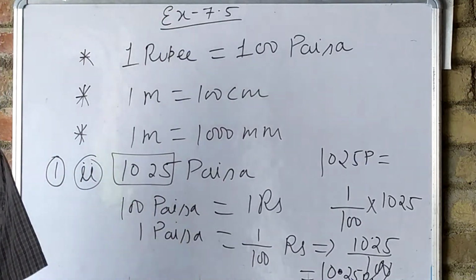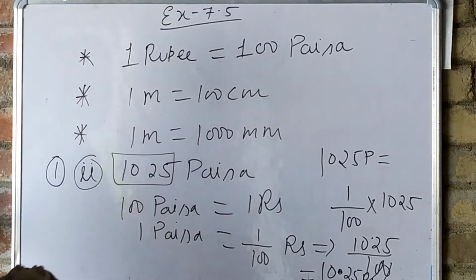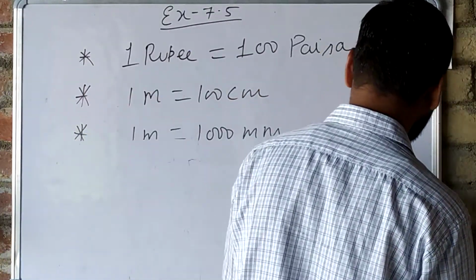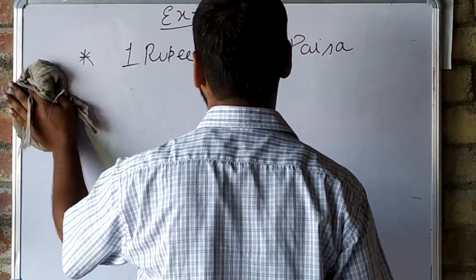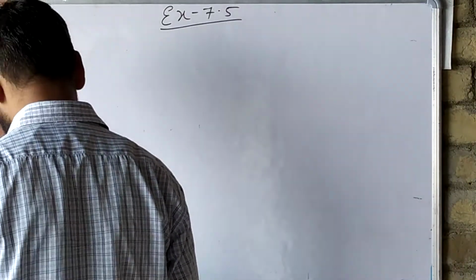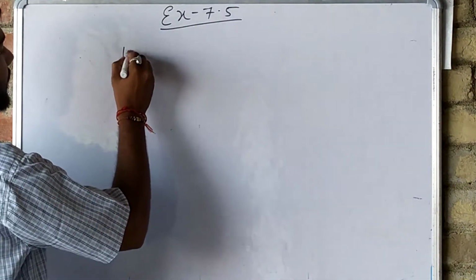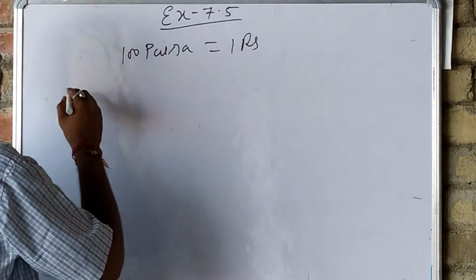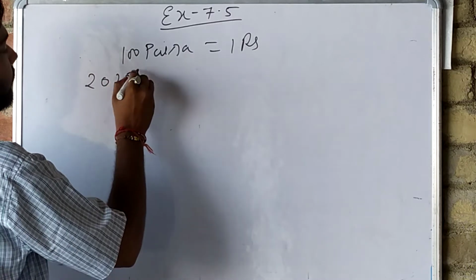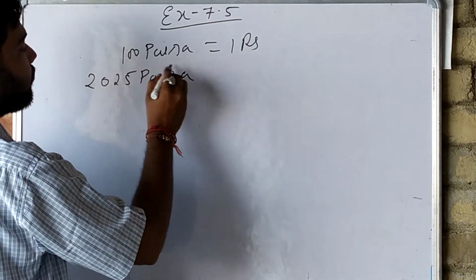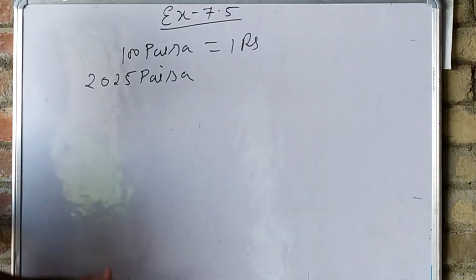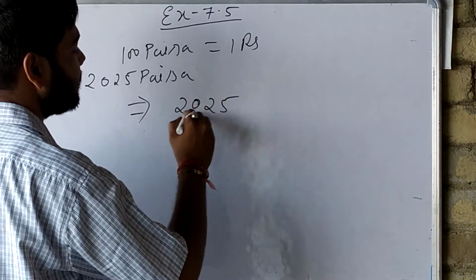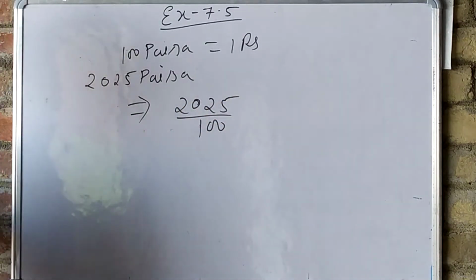Okay, like this only. Or directly we can say that we will divide by 100. That will be the direct method. Like, 100 paisa equals 1 rupee, so in 2025 paisa how many rupees will we have? We will divide this by 100. That is the easiest method, the direct method. We simply divide.